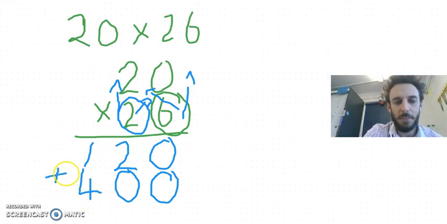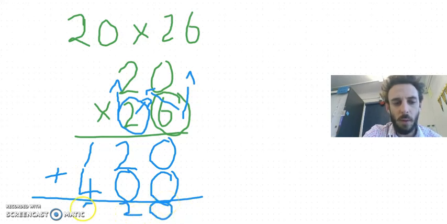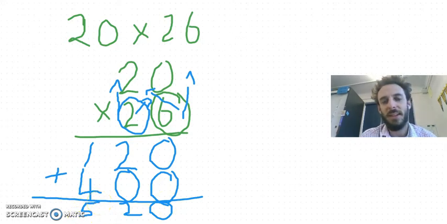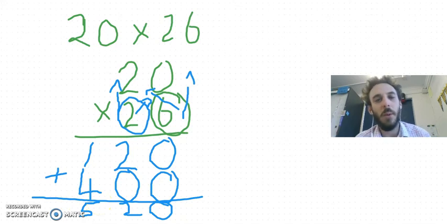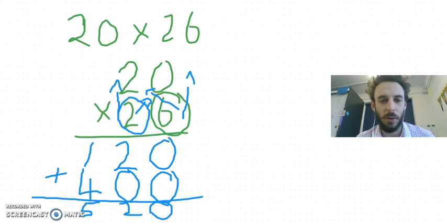The next step is to simply add the 2 together. 0 and 0 is 0, 2 and 0 is 2, and 4 and 1 is 5. 20 times 26 is 520. So if I wanted to buy a fidget spinner for everybody in 5 Blue, I'd be looking at paying $520. No thank you. I just want you to keep practicing these ones.